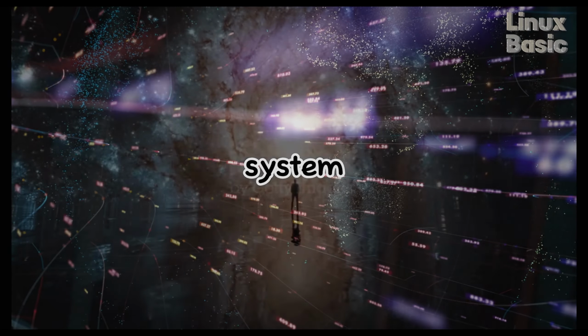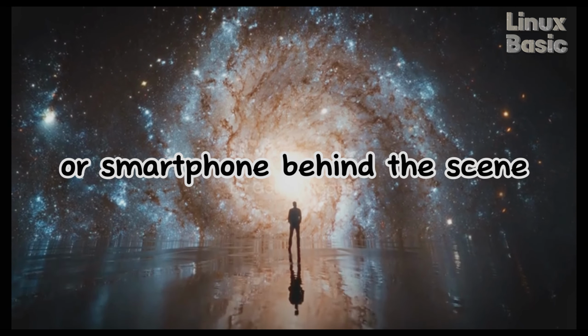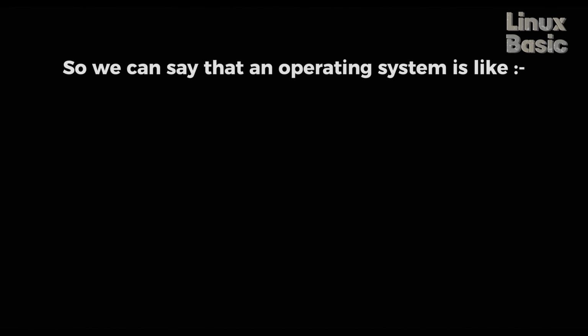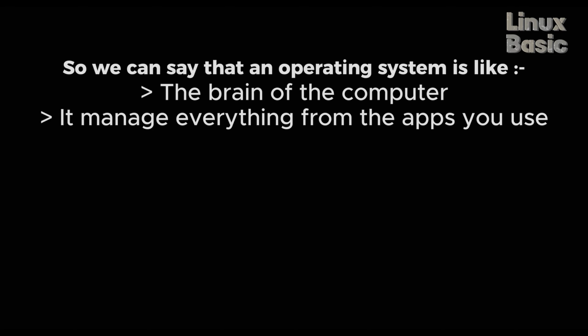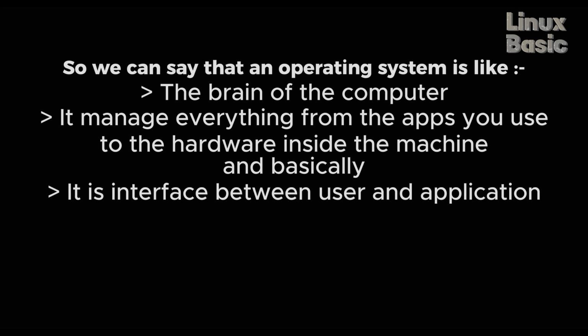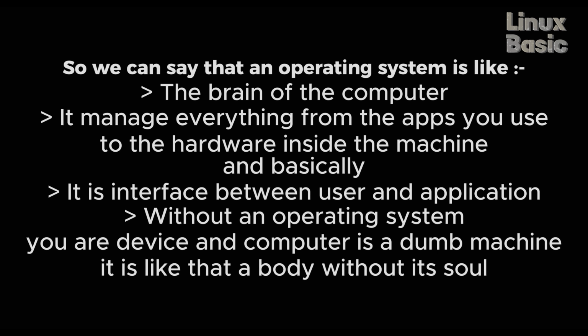Before diving into Linux, let's explore what an operating system is. Have you ever noticed what happens when you turn on your computer or smartphone? Behind the scenes there is a powerful software called the operating system, or OS, that makes everything work smoothly. We can say that an operating system is like the brain of the computer. It manages everything from the apps you use to the hardware inside the machine. Basically it is an interface between the user and applications. Without an operating system, your device or computer is a dumb machine. It is like a body without its soul.